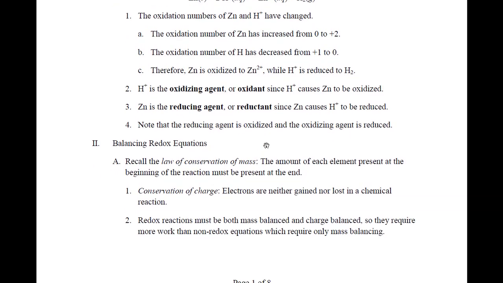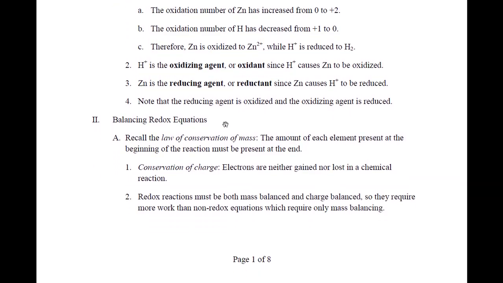All right, a big chunk of this chapter is balancing redox equations. In General Chemistry 1, or before, you learned how to balance chemical equations according to the law of conservation of mass. The amount of each element present at the beginning of the reaction must be present at the end. And so we mass balanced all those equations, and that was fine.